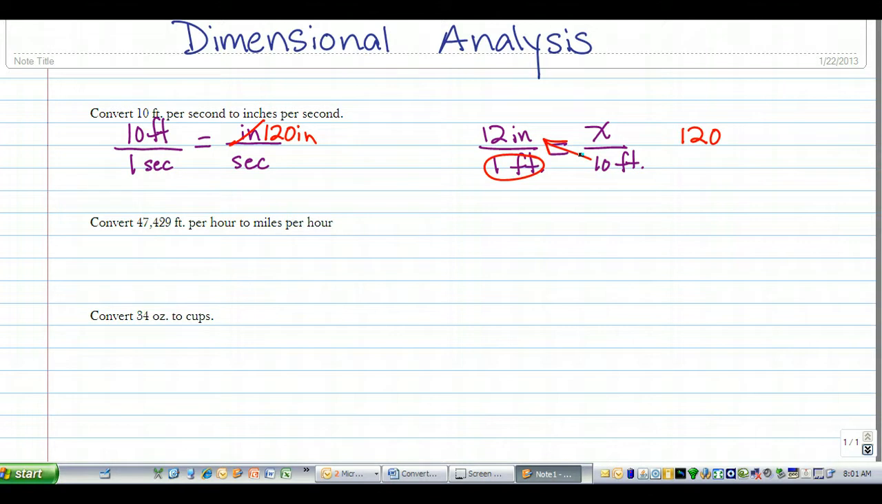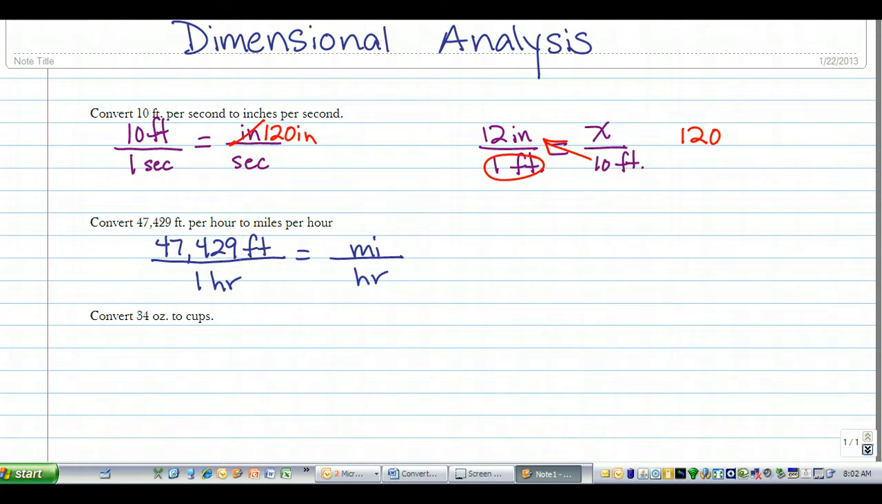Convert 47,429 feet per hour to miles per hour. Okay, let's write down what we know. 47,429 feet per 1 hour, and we want to make that equal to miles per hour. So miles per hour. All right, what do we got? We have hours on the bottom, but we have feet and miles. We have to make one of them the same as the other. So it looks like this feet, we have to change it to miles.